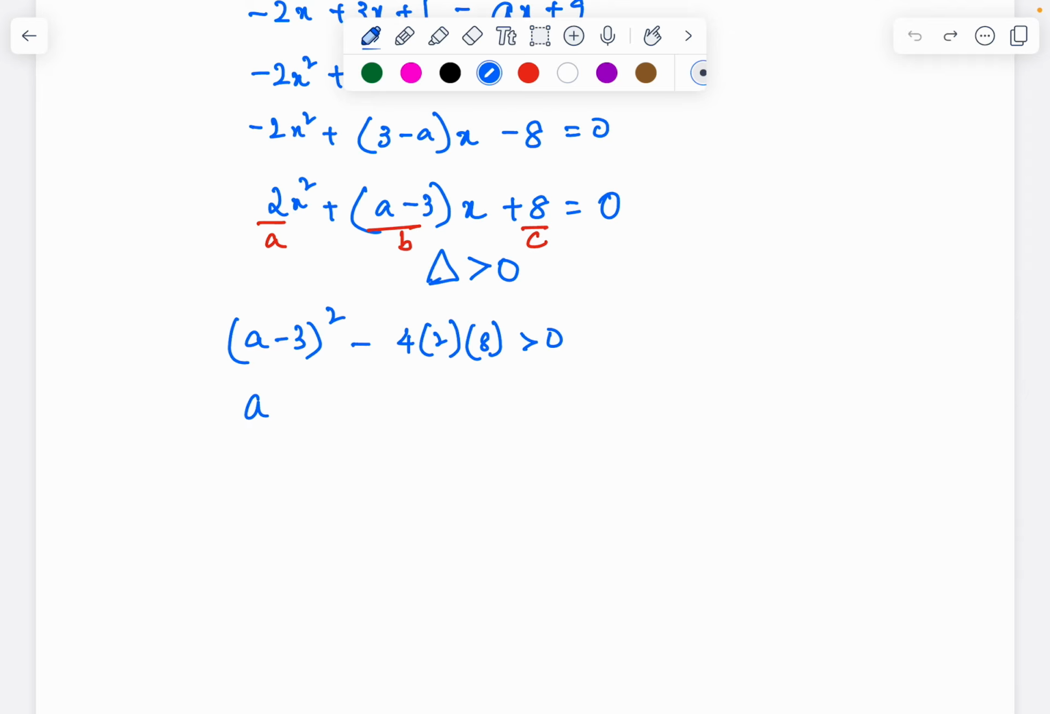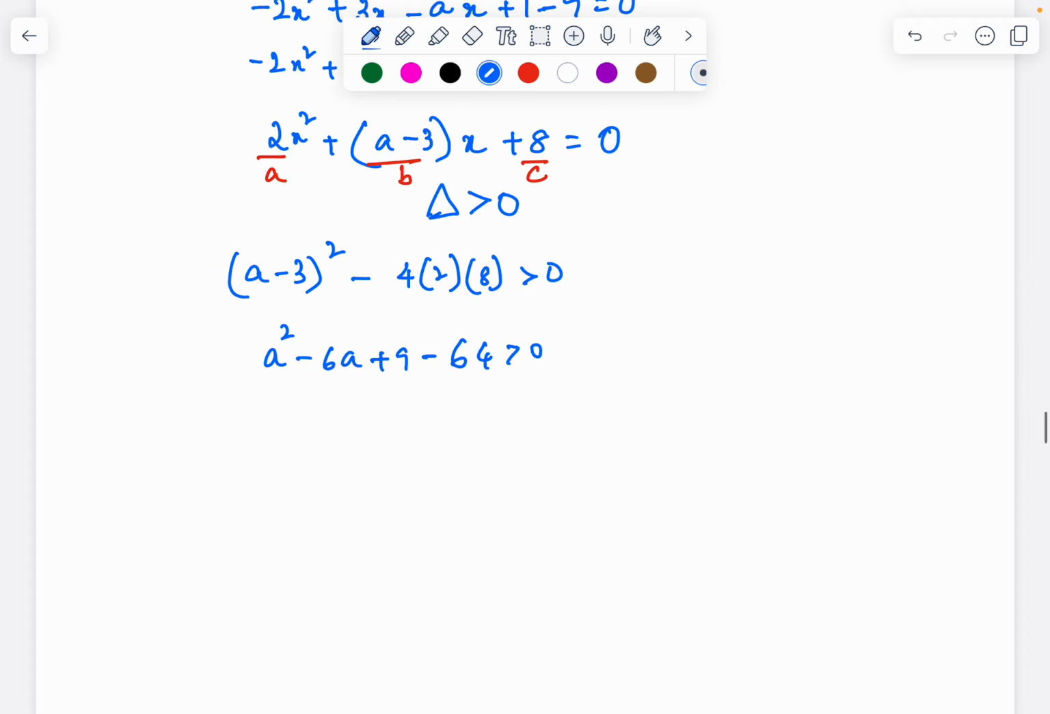So let me write down this one. A square minus 6a plus 9, and 4 times 2 times 8 is negative 64 is greater than 0. So let me write down a square minus 6a minus 55. So firstly, let me factorize this. So this gives me 11 and 5 are factors. A minus 11 and a plus 5 is greater than 0.